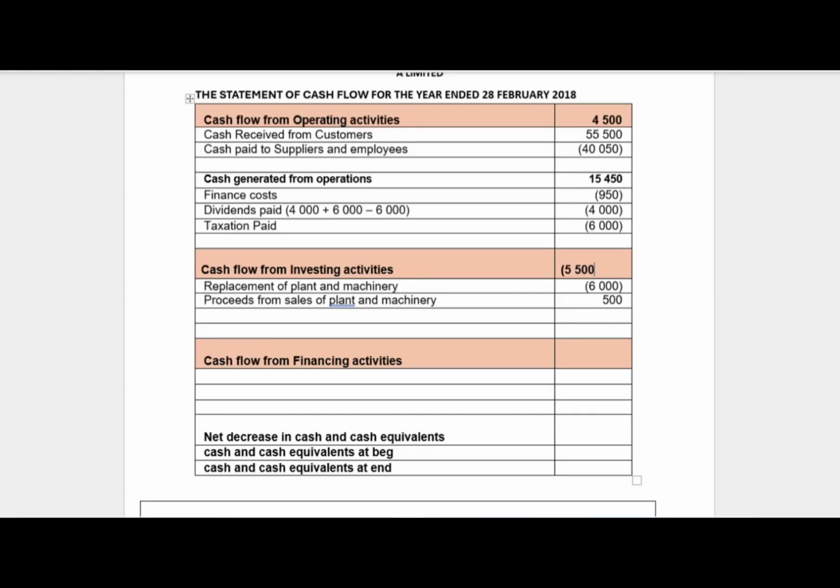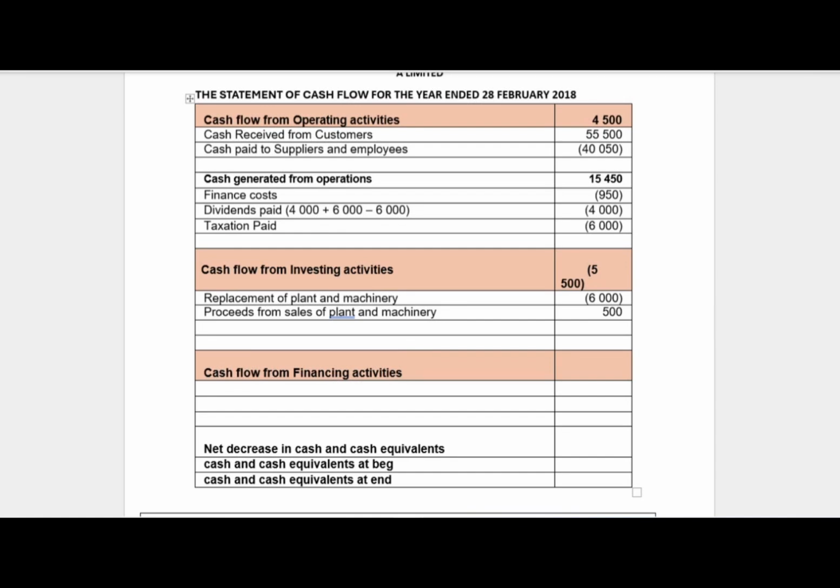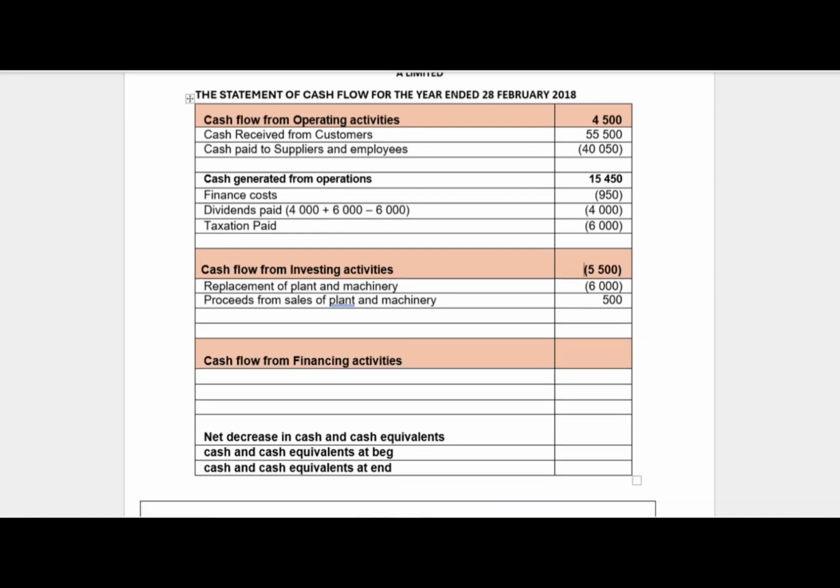5,500. That is your cash flow from investing activities. All right, cash flow from investing activities. And then we are done with cash flow from investing activities. And then we are going to financing activities, cash flow from financing activities.